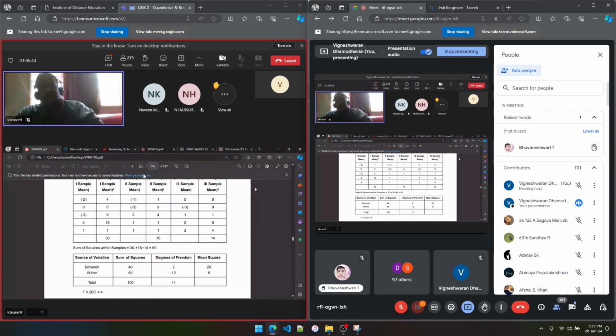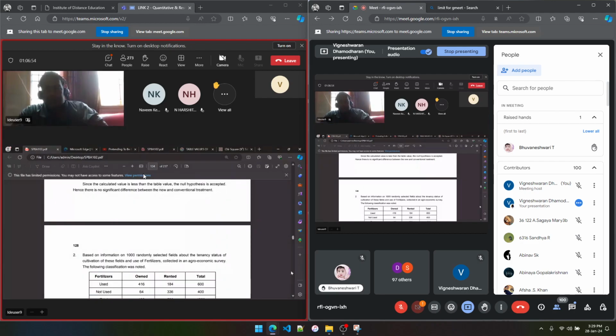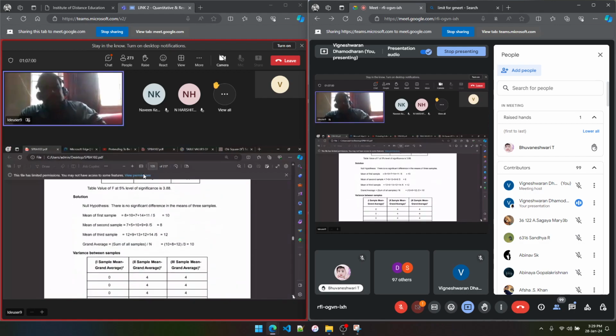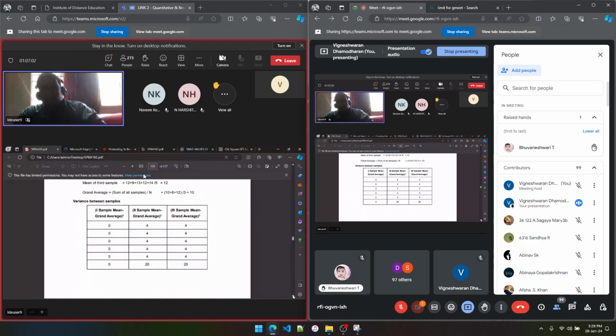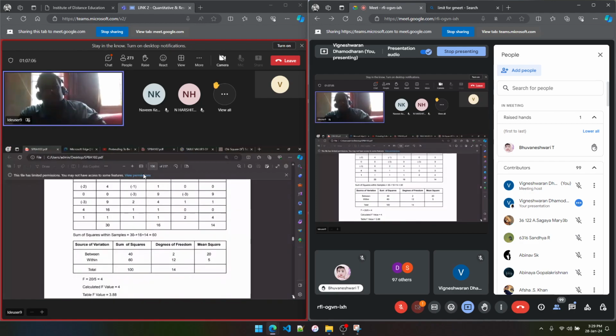What is the sum of squares, SS? Look back at the previous table. The sum of squares between the samples is 20 plus 20, so it is 40. Let me mention that over there. The sum of squares within the sample is 60.